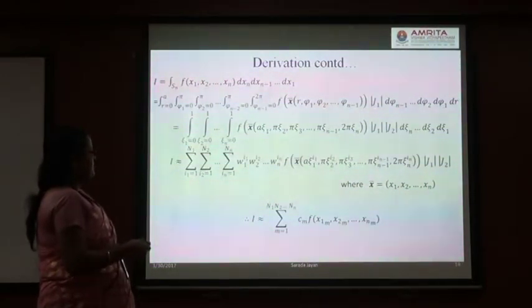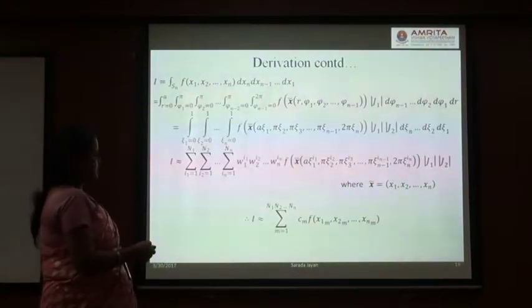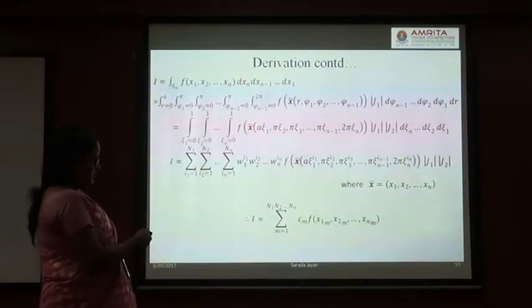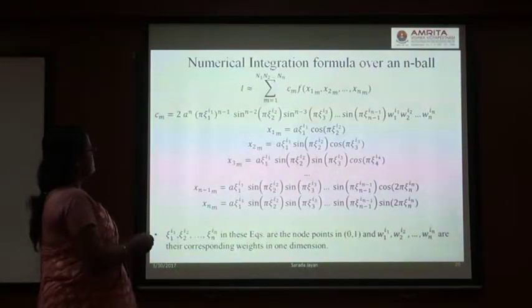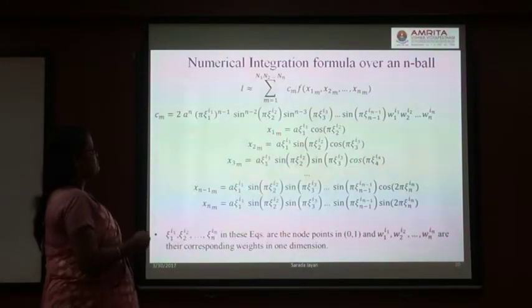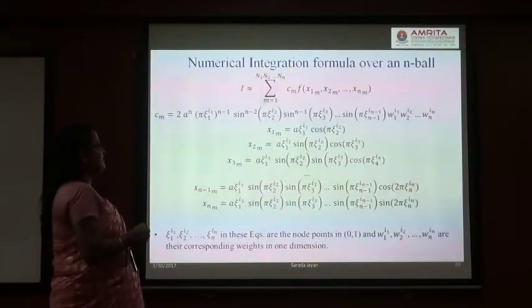The first Jacobian comes here, and after the introduction of the second transformation, the second Jacobian comes. So finally, this weight function into the Jacobian is taken as Cm. Then the xm, x1m, x2m, xnm terms are calculated as shown in the previous slide. So finally, we will get the formula for n-dimensional in this particular manner.